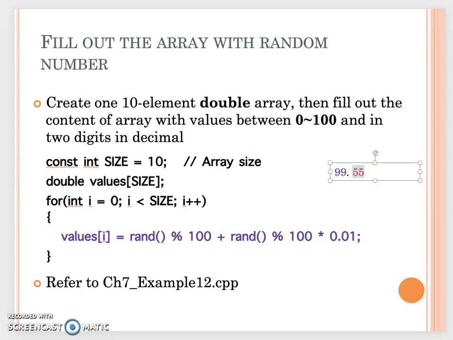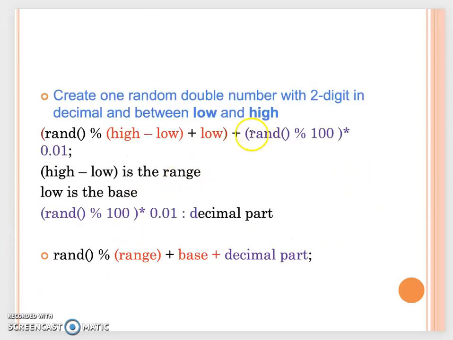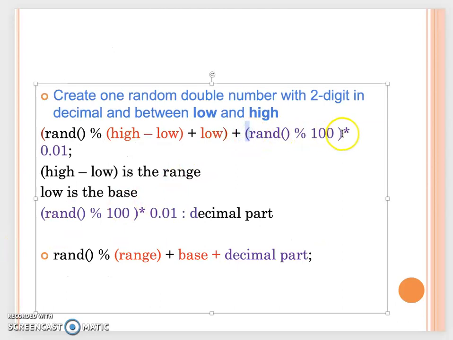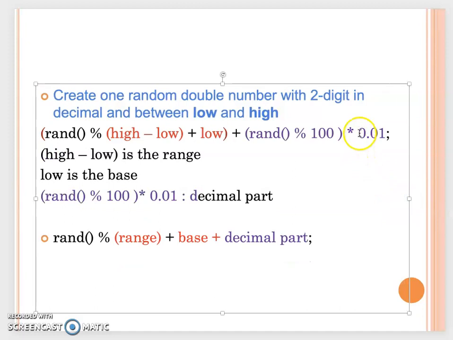So on the other hand, for your decimal part, you just need to do the range mod by 100. Why? Because 0 to 99. But afterward, we multiply depending on how many decimal digits you have, so you just multiply by 0.01. So when you have a double number with a range, you just consider it as the whole number part and the decimal part.